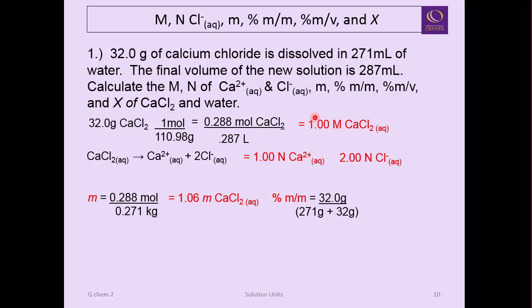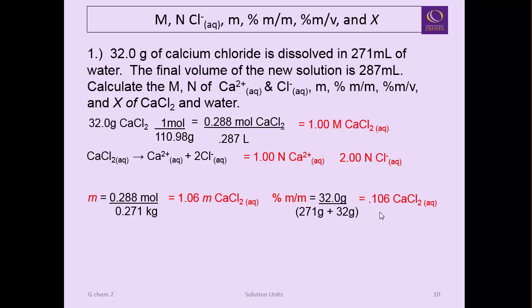And if you do the percent mass by mass, it's pretty straightforward. I just need to know the mass of the solute I'm adding, and then the total mass of everything involved. In this case, the water I added was 271 mils, which is 271 grams. Water is 1 gram per mil. It's unique, it's the only one that has a density of 1. And then you add it to the 32 grams of calcium chloride.